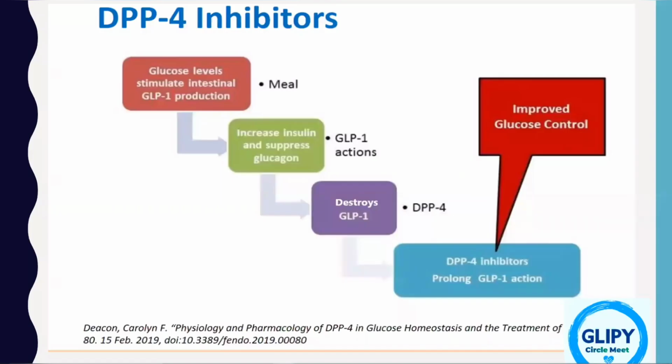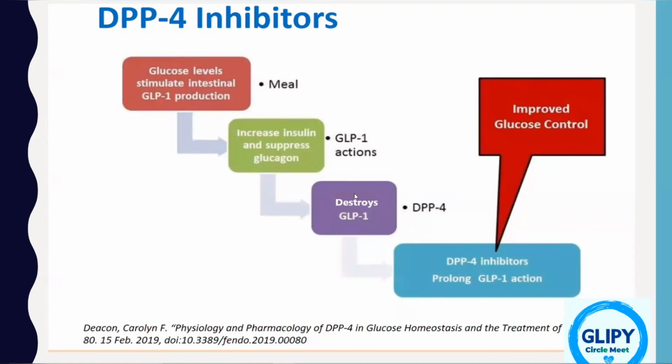So the topic for today is mainly vildagliptin, one of the DPP-4 inhibitors used as an anti-diabetic drug. We all know that the DPP-4 inhibitors act by inhibiting the deactivation of GLP-1. This is one of the incretins which is released in the GIT in response to the sugar and the food we ingest. And this DPP-4 enzyme actually destroys the GLP-1.